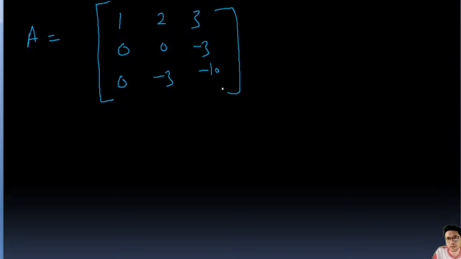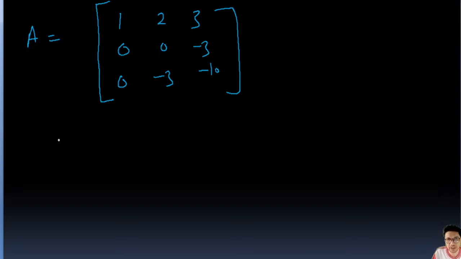So now the matrix A is going to be 1, 2, 3. The first row will be the same. In the second row this is going to be 0, 0, 0 because we have done the operation, and the third row is like this: 3, 0, minus 3, and minus 10. Okay, this is given. But now we have to convert. This is not in upper triangular form, right? Here this would be 0.